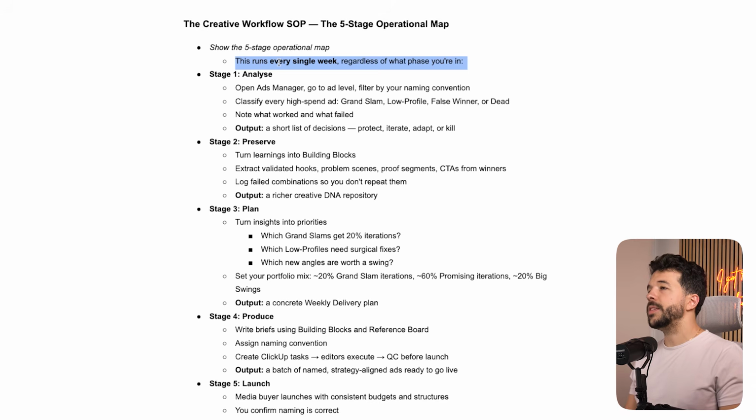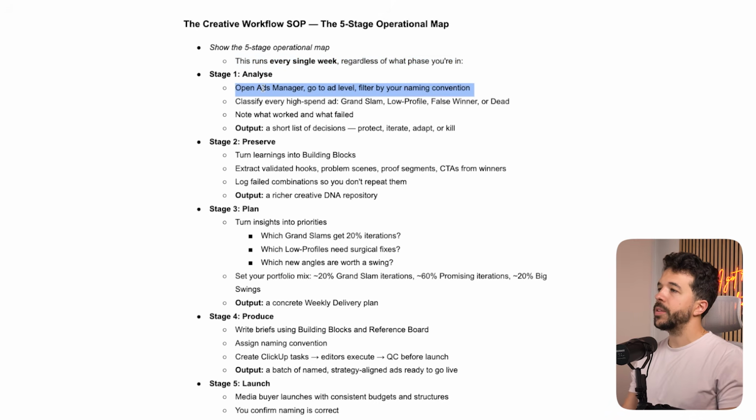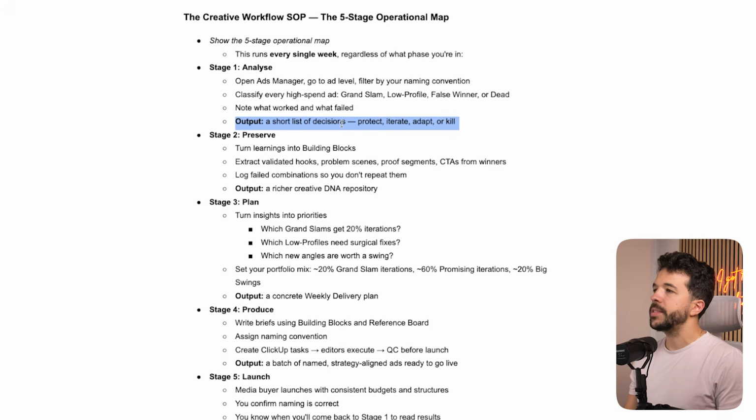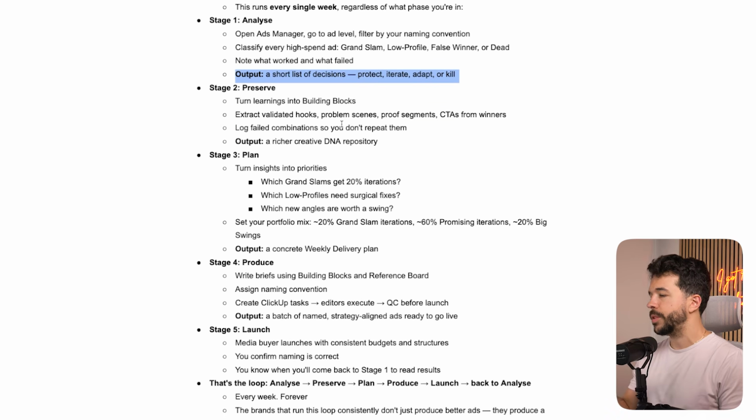The first stage is analyzing. So this is where you open the ads manager, you go to the ad level, filter by naming convention, you classify every high spend ad as I showed you, Grand Slam, low profile, false winner, that. You want to note what worked and what failed. And as an output, you want to have a short list of decisions that you can protect, iterate, adapt, or kill all of the ads you analyzed.